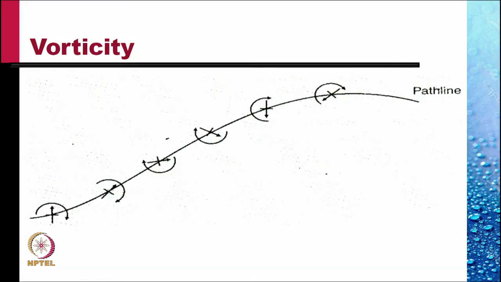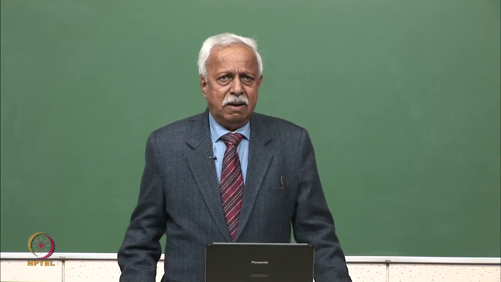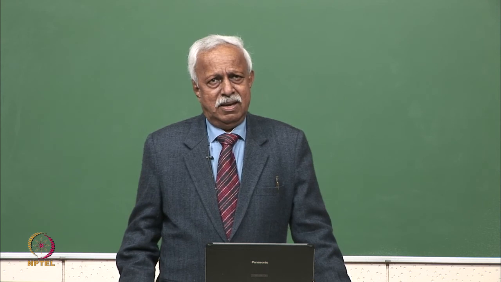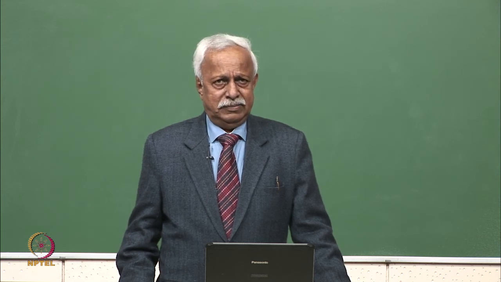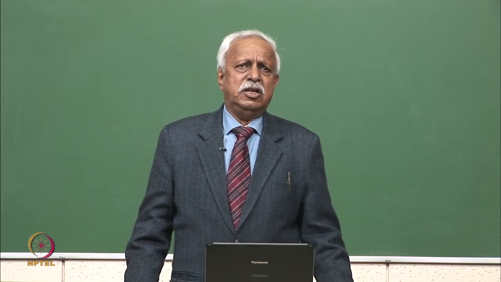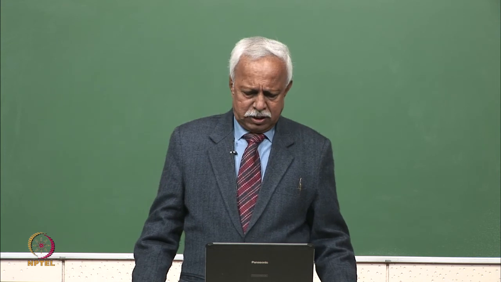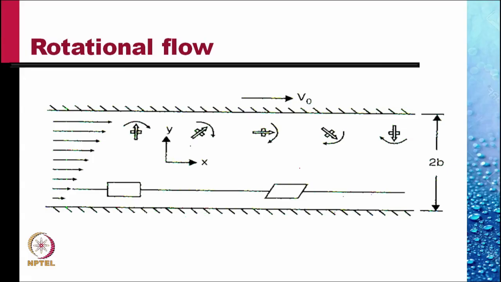If this is a path line on which a particle is moving, a rotational flow is one where, if we could imagine a paddle wheel moving along the path line, the paddle wheel would rotate. And that rotation is largely because of velocity gradients.